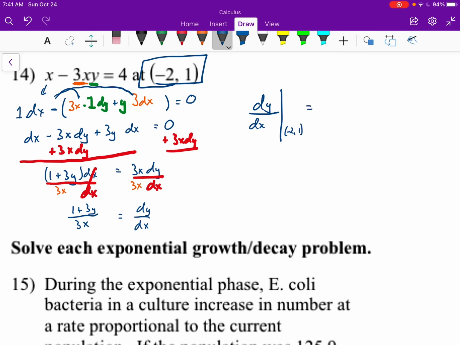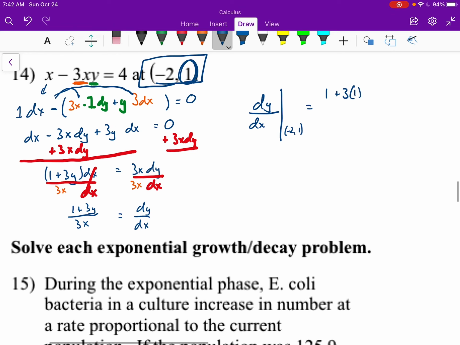We just put the -2 in for x and the 1 in for y. So we have 1 plus 3 times y. Y is the 1 over 3 times x. So 3 times x, which is -2, which gives us an answer of 1 plus 3 is 4 over -6, which reduces to -2/3. And there's our answer for number 14.